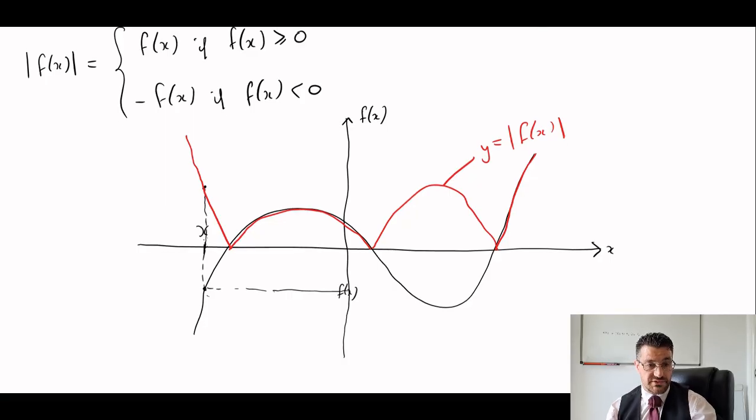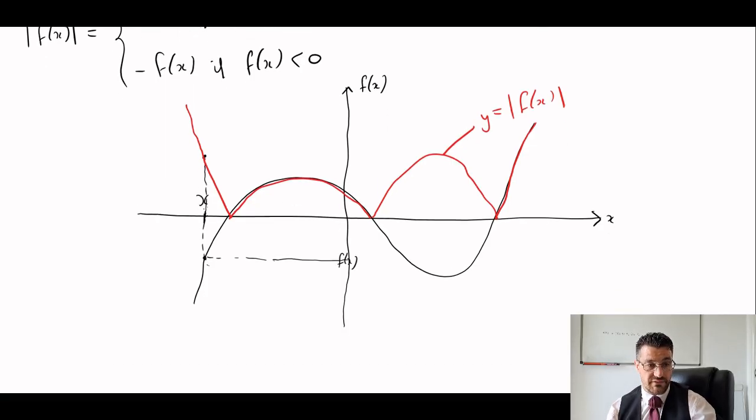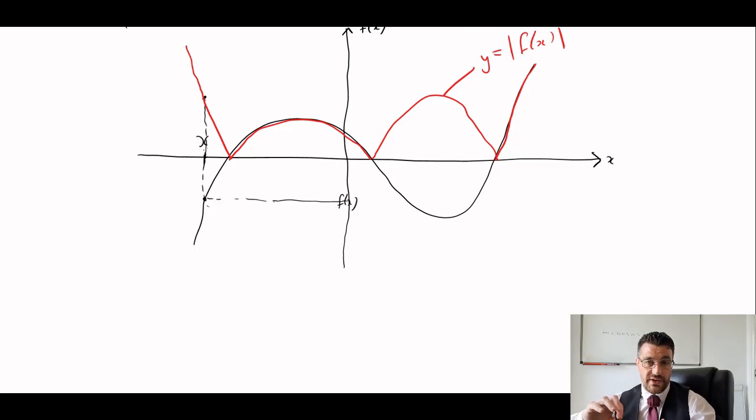So what does this transformation do? The modulus of f of x. It takes the graph of f of x and it leaves all of the bits of f of x that are above the x-axis, on or above the x-axis, unchanged. The bits that are below the x-axis, it reflects in the x-axis. Okay, so I can write a wordy description now.